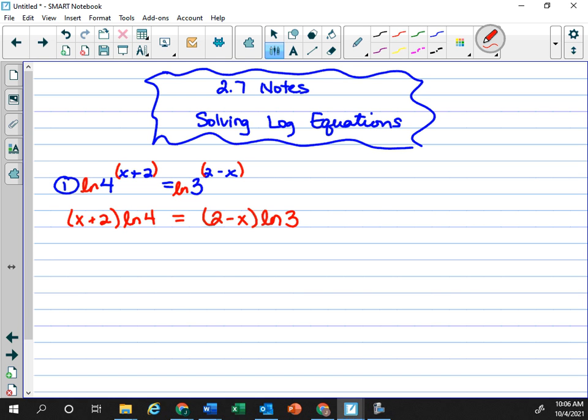Okay, and then we can just distribute. So I'm taking natural log of 4 times the x and times the 2. So this is really x natural log of 4 plus 2 natural log of 4. And then on the other side, you'd have 2 natural log of 3 minus x natural log of 3. Okay, just distributing there.